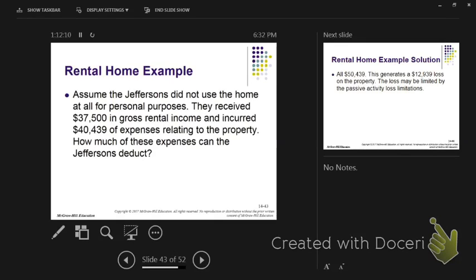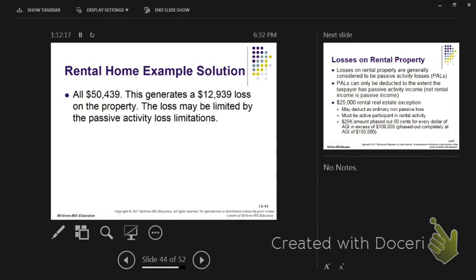Don't think too hard. They should be able to deduct it all. They can deduct it all. However, there's a typo on the next screen showing a loss. It should say 40,439. There's a typo. Yes, and they get a loss on the property.